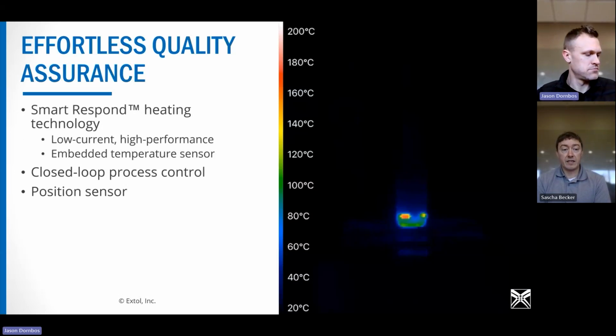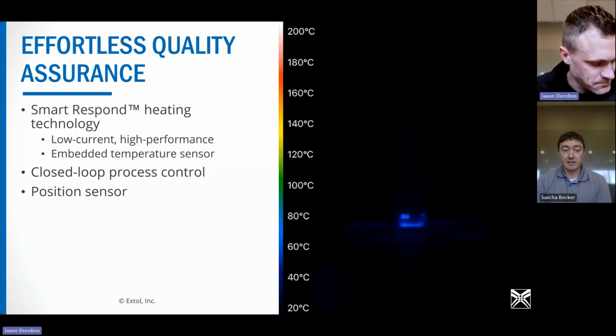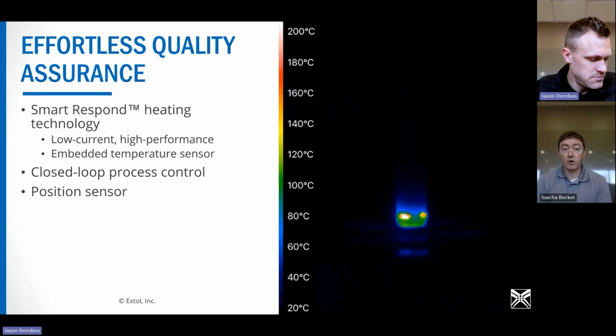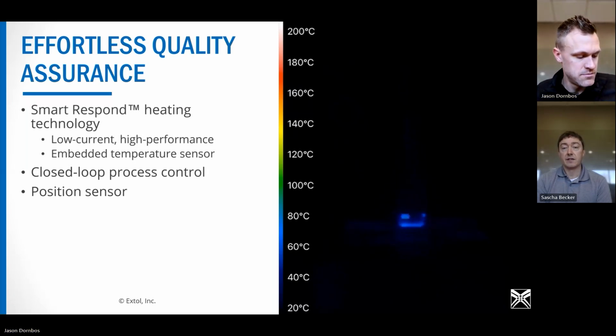So we're able to rapidly heat this module up due to our Smart Respond heating technology. So what that is, a low current heater. It's 1.5 amps to heat it up, and we're constantly monitoring temperature. So we're getting up to our set temp, steady state before we stake. We're also monitoring the punch position throughout the process. So it's really a closed loop process.